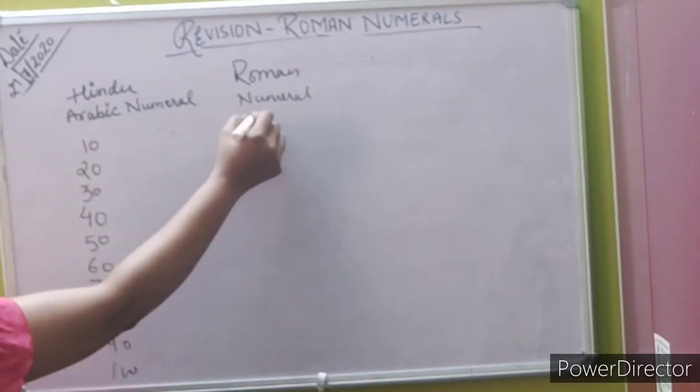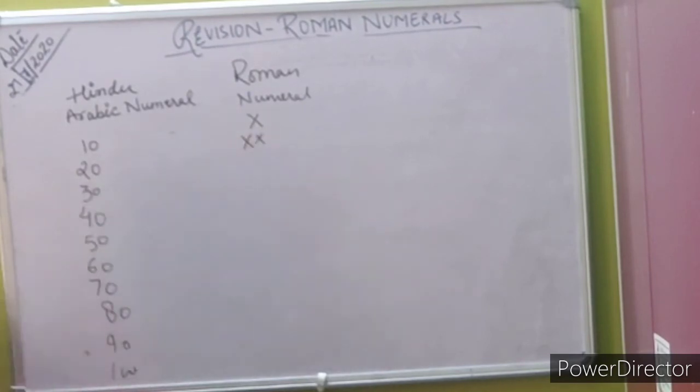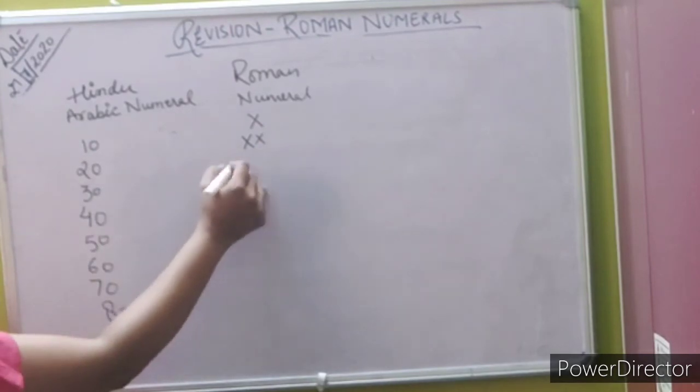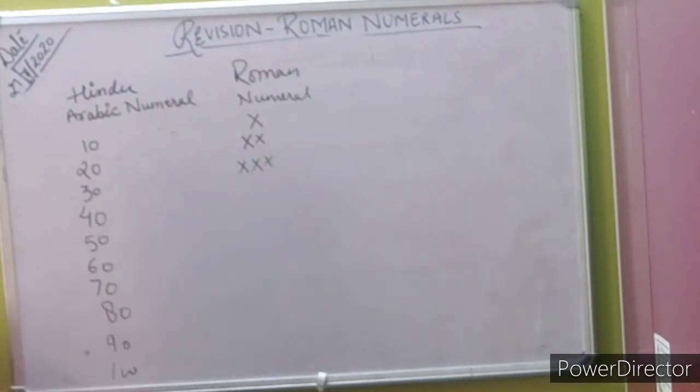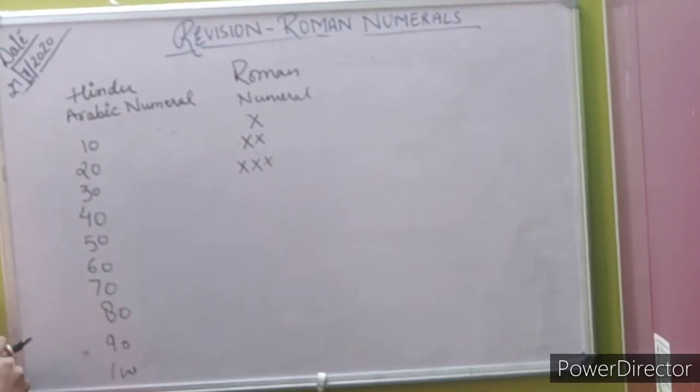10 stands for X, 20 stands for repeating X two times, XX, 30 is XXX. And 40, XXXX? No, because no numeral can be repeated more than 3 times.